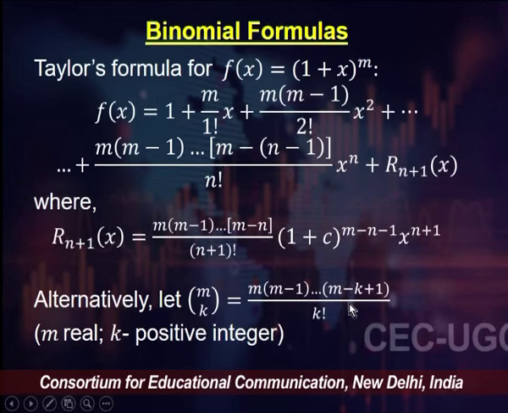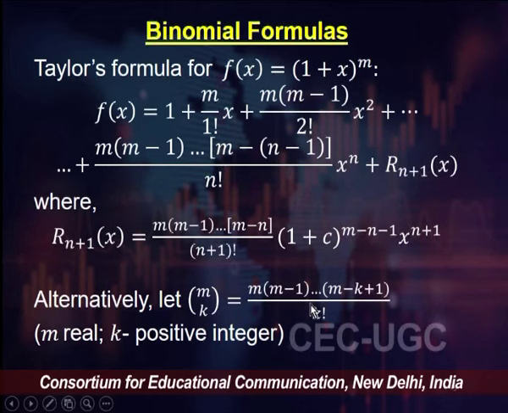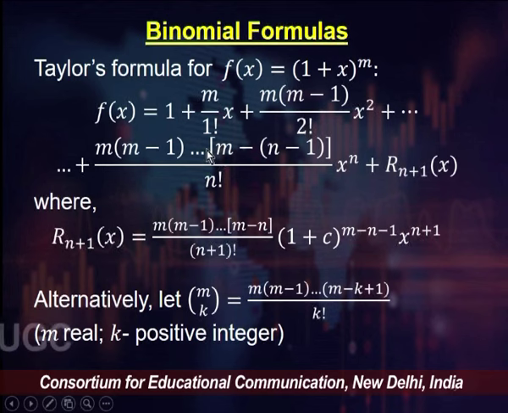Let's get a sense of what this math means. M minus k plus 1 here is the last term, m is the first term. So I'll just walk you through one or two examples to see how this notation works, and then we'll substitute this notation into the Taylor's formula above.